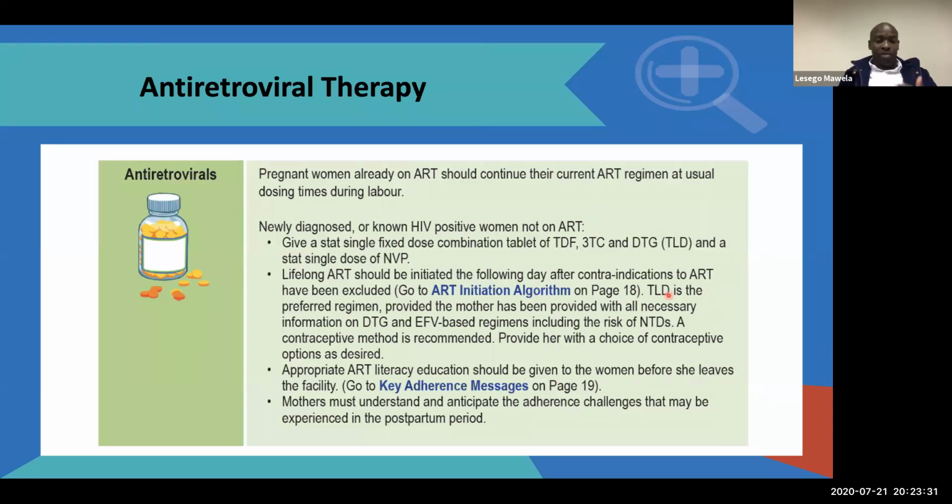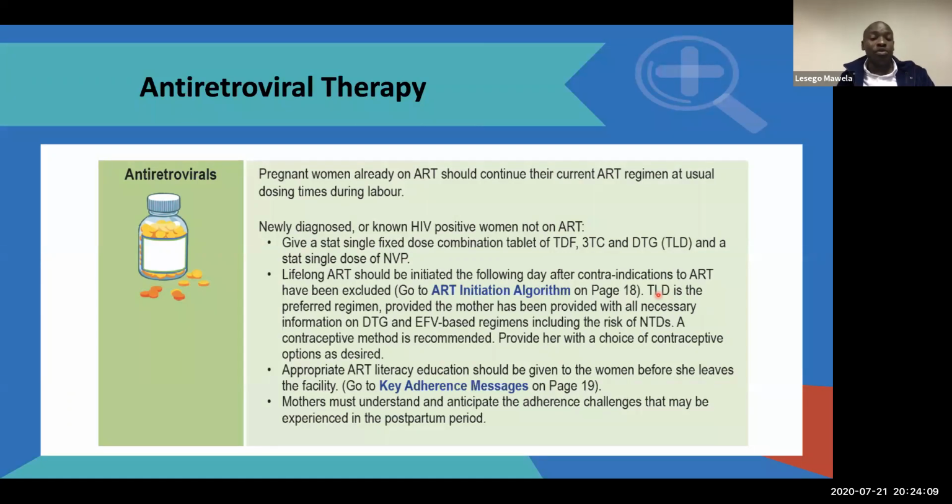And today we visited some hospitals and we realized that there is a phobia in delivery units, even during labor, to give TLD because we are scared that there will be neural tube defects. And we want to assure you today that there is no heavy evidence. There is no absolute evidence confirming that mothers who take dolutegravir will have very high cases of babies with abnormal neural tubes. So we don't have that.